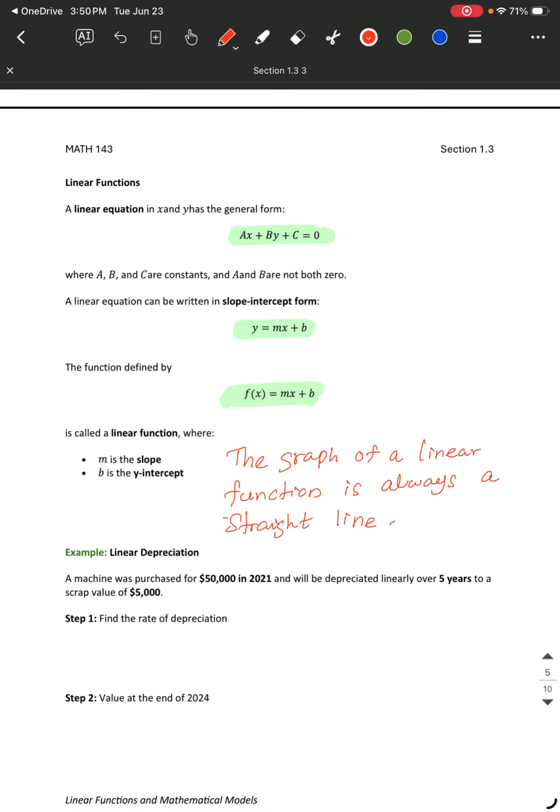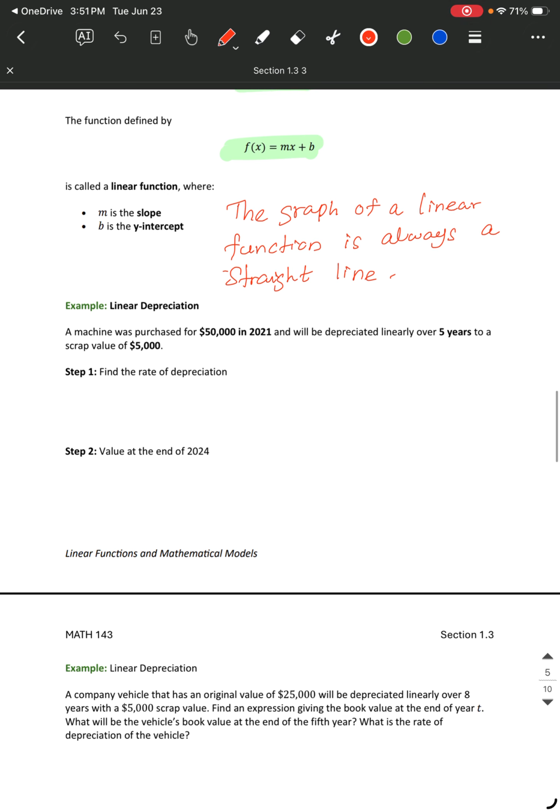Okay, then let's move towards the real world application. So here you can see the example of the linear depreciation. Let's look at the example. A machine was purchased for $50,000 in year 2021 and will be depreciated linearly over 5 years to a scrap value of $5,000.